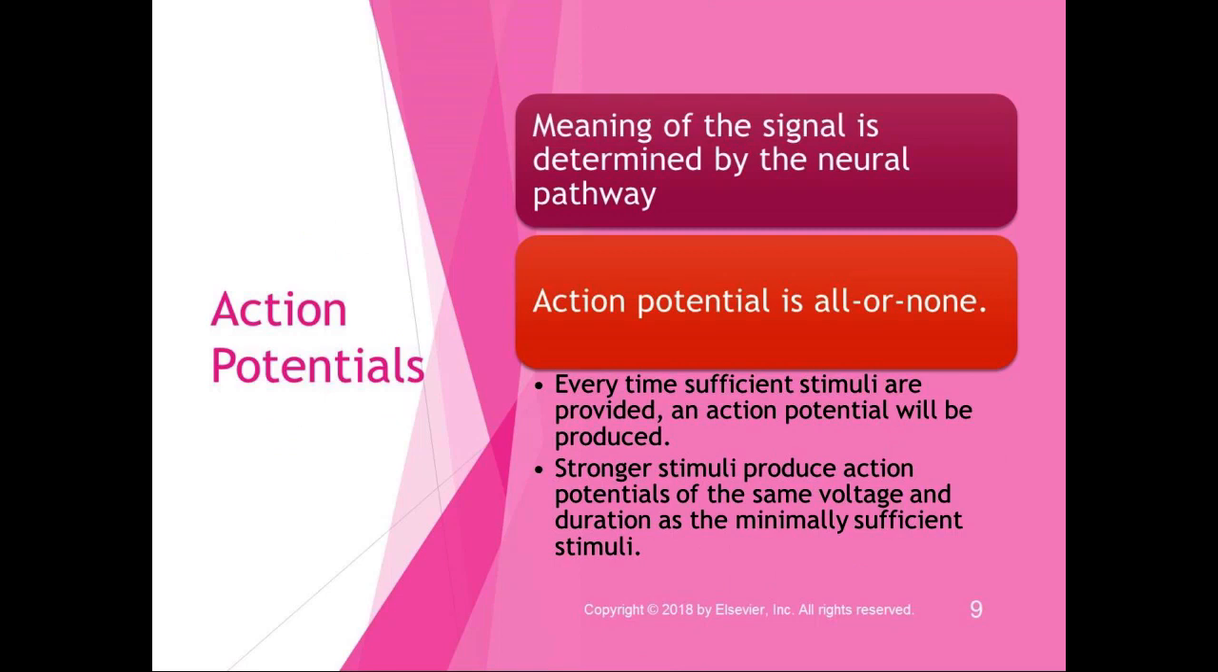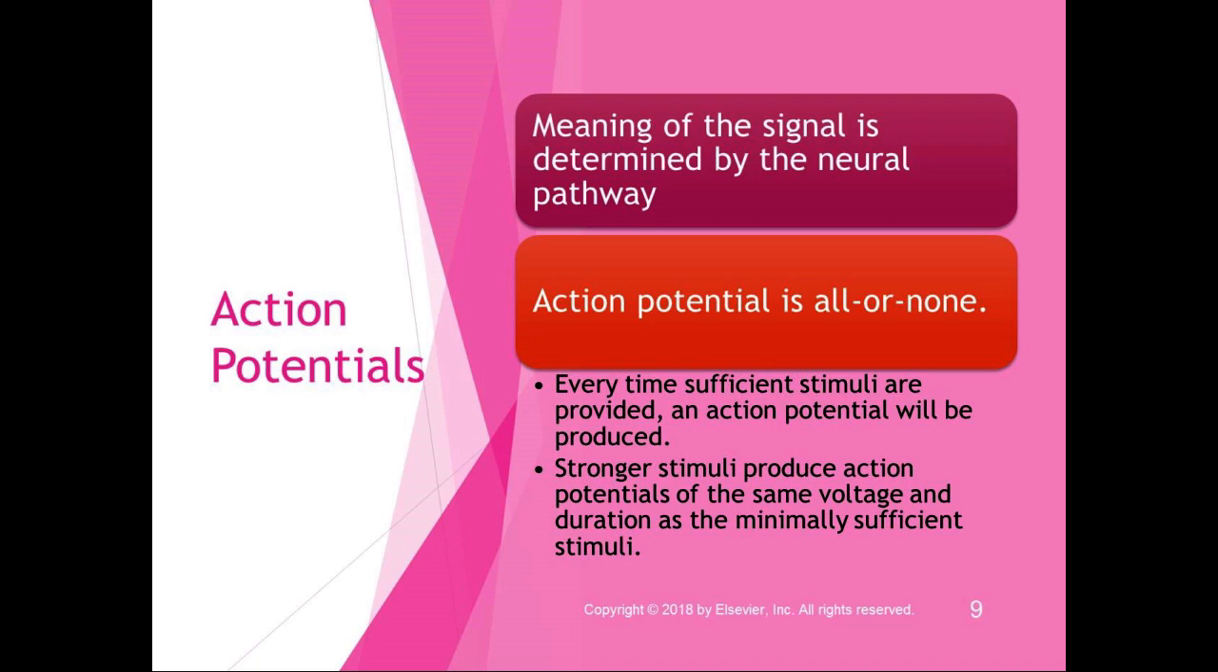So with an action potential, it's an all or nothing. You have to have a sufficient level of depolarization for the generation of an action potential, and that is called the threshold level. So every time sufficient stimuli are provided, the action potential will be produced. Stronger stimuli produce action potentials of the same voltage and duration as the minimally sufficient stimuli. So if you've hit threshold, boom, there goes your action potential.